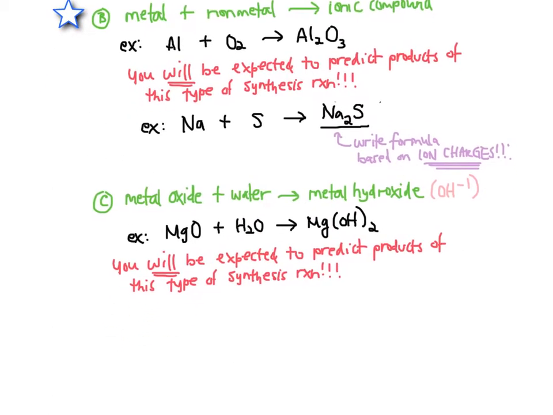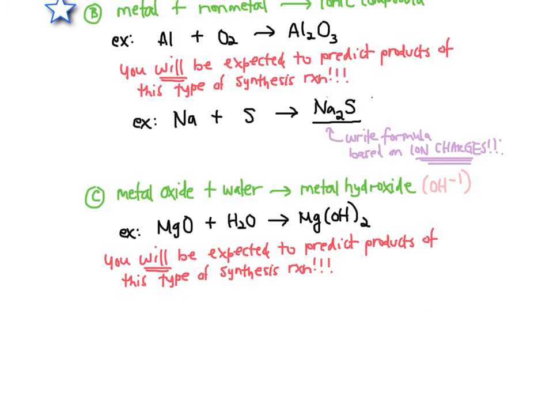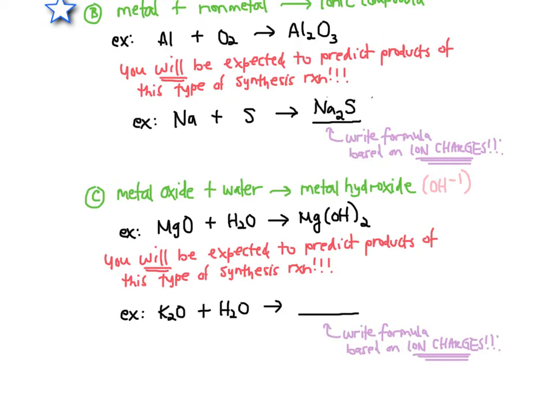You will be expected to predict the products of a metal oxide combining with water to produce a metal hydroxide. And to do that, you need to know your ion charges. So let's do this example. Potassium oxide and water. We can identify, hopefully, that we have a metal oxide and water. We know that our product is going to contain the metal, the potassium, and hydroxide. We know this much. Now we need to look at the charges on the ions.